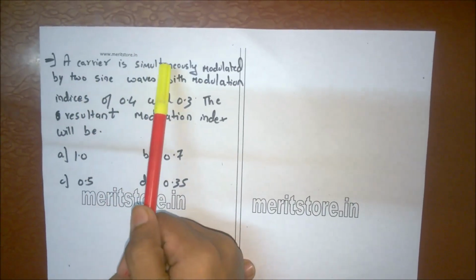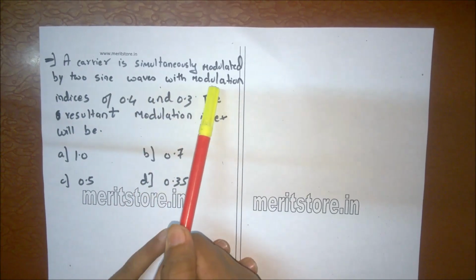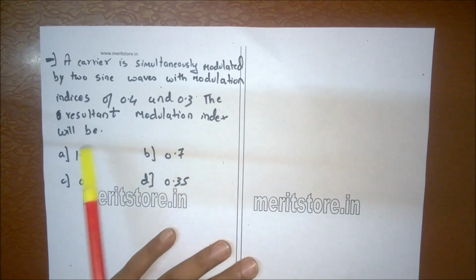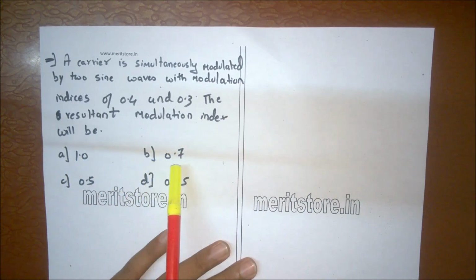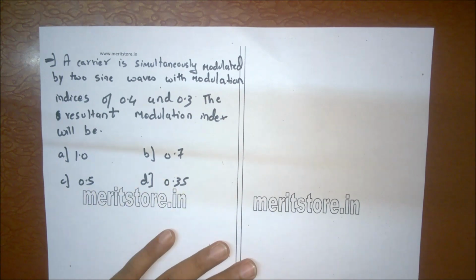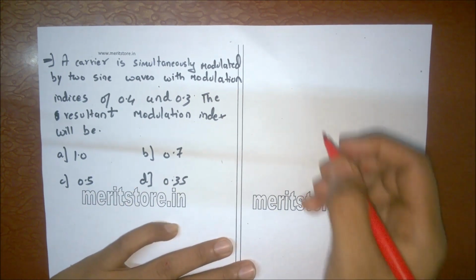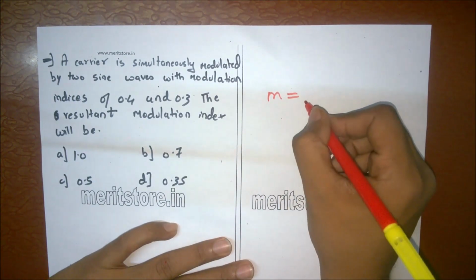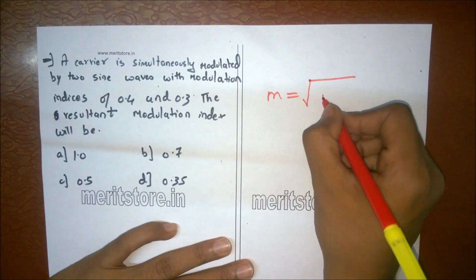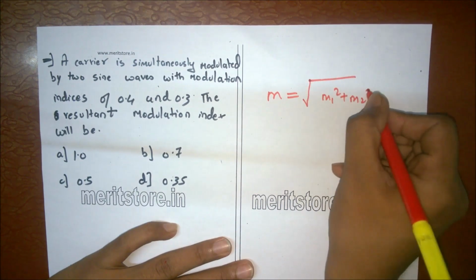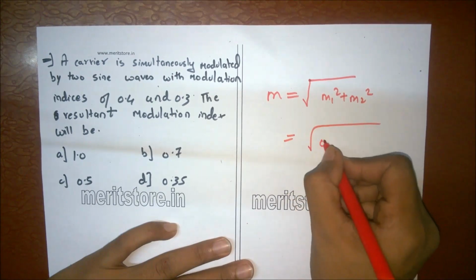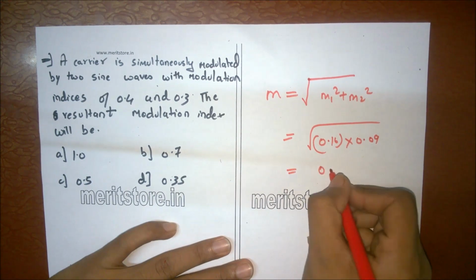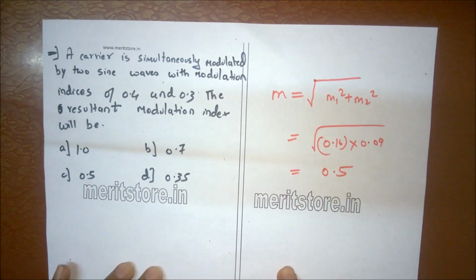A carrier is simultaneously modulated by two sine waves with modulation indices of 0.4 and 0.3. The resultant modulation index will be A 1.0, B 0.7, C 0.5, and D 0.35. Now, the resulting modulation index of two sine waves with modulation indices m1 and m2 is given by m is equal to root of m1 square plus m2 square, which is equal to root of 0.16 plus 0.09, which is equal to 0.5. Therefore, the correct answer is option C.